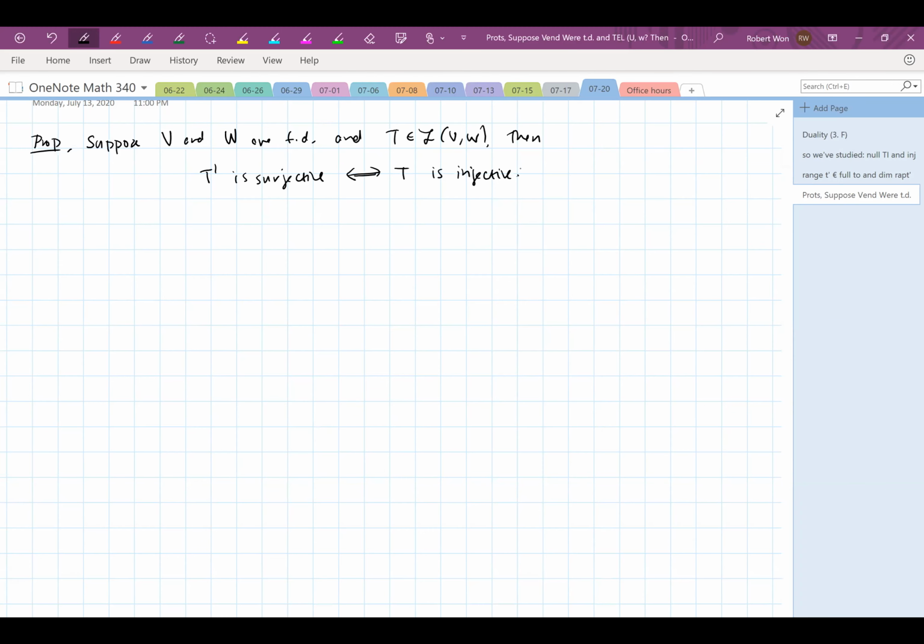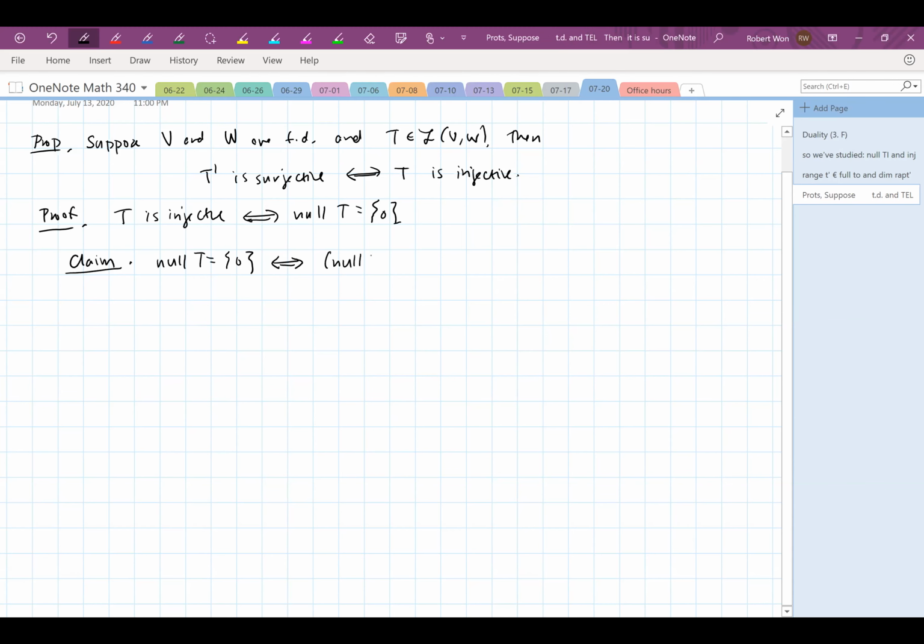Okay, here's the proof. Okay, so certainly T is injective if and only if the null space of T is trivial. This we proved long ago and have used it many times since. Here's the claim. Claim is that the null space of T is trivial if and only if the annihilator of the null space is actually equal to all of V dual, I should say.